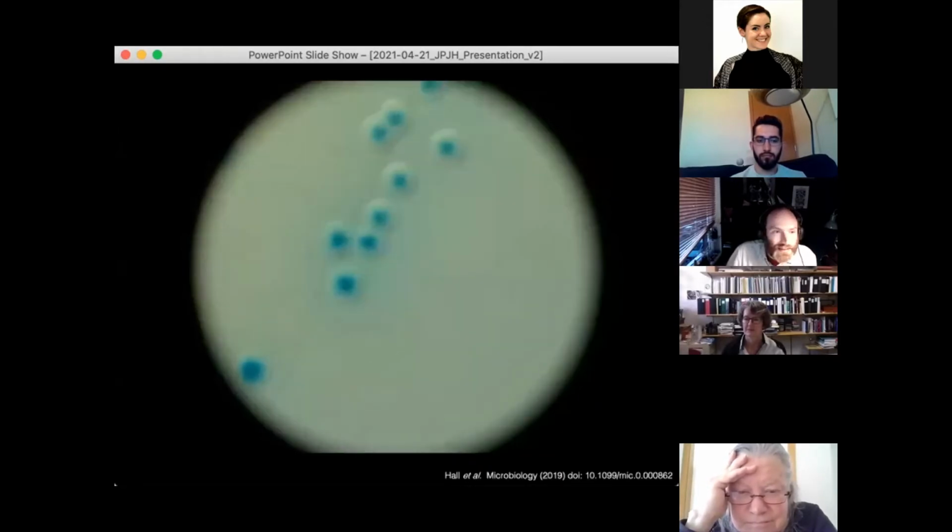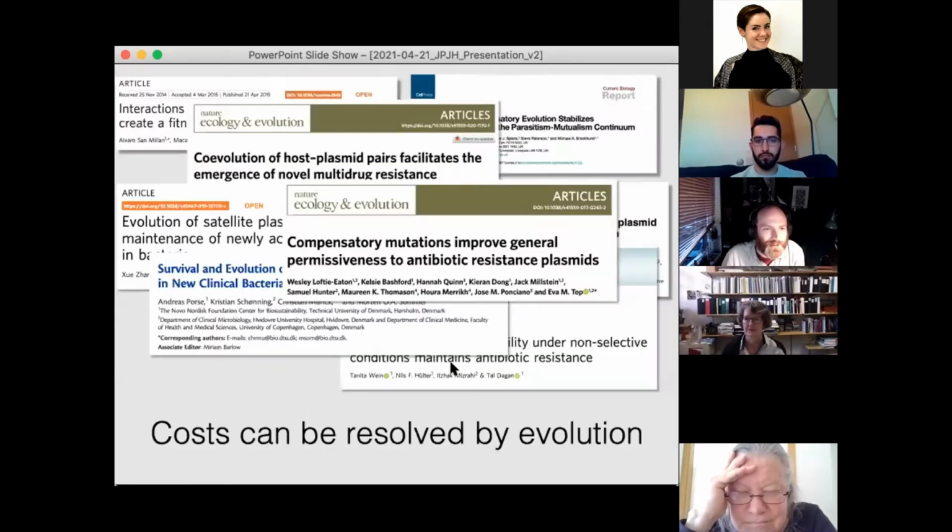And in our case, we've got this example. I'm actually just going to tell you what you're going to see before I show you. So there's an example that I showed of how plasmid fitness costs can be resolved by evolution. This is with this plasmid pQBR55.